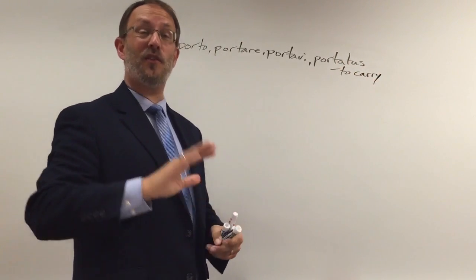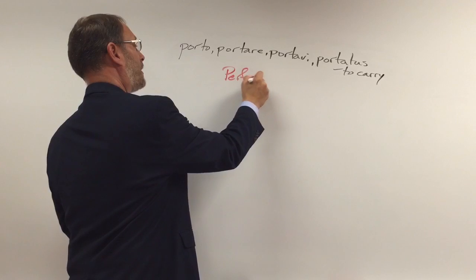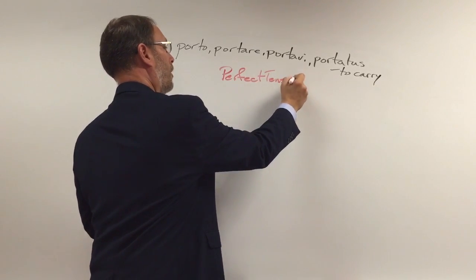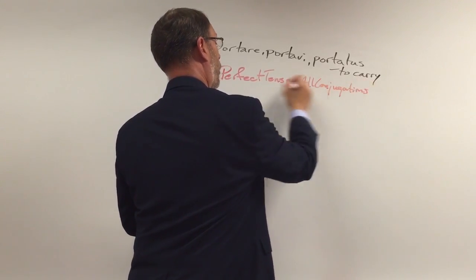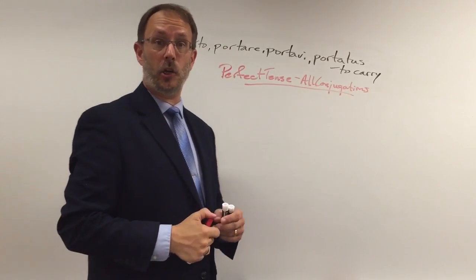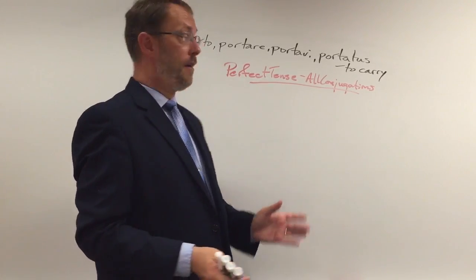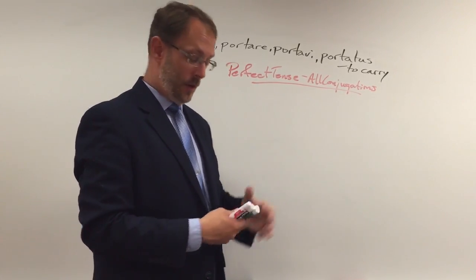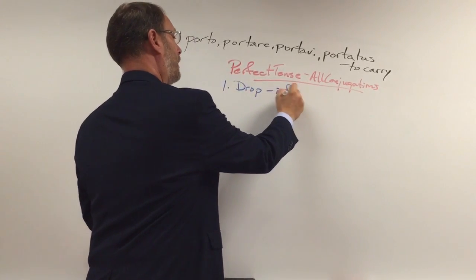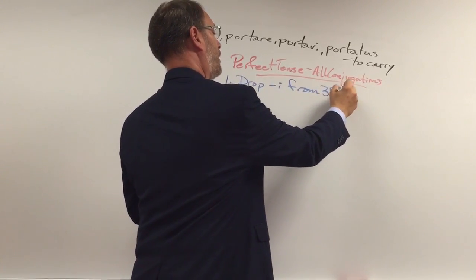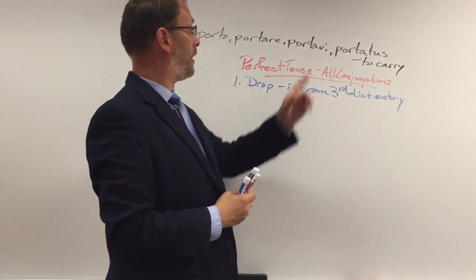Now what I'm about to tell you, this is fantastic news for you. I'm going to give you the rules for the perfect tense. All conjugations. So the rules I'm going to give you are good for first conjugation, good for second conjugation, and good for conjugations or groups of verbs that we don't even know yet. These rules will always be the same. All right? So step number 1, drop I from third dictionary entry. Okay? Notice the third entry ends with an I.